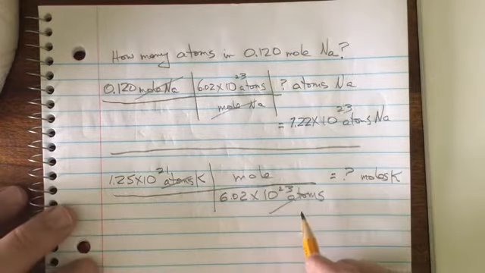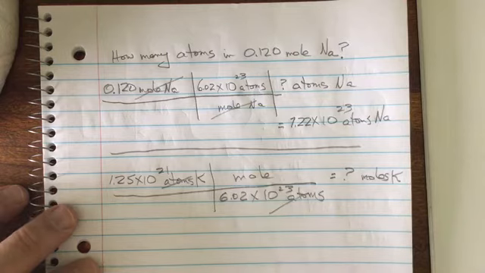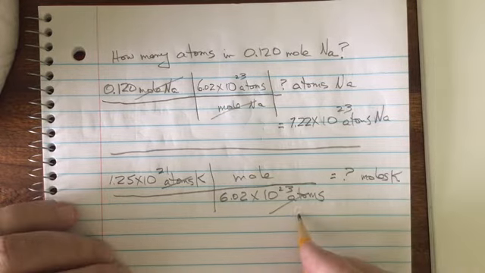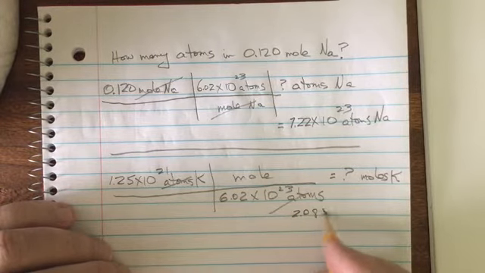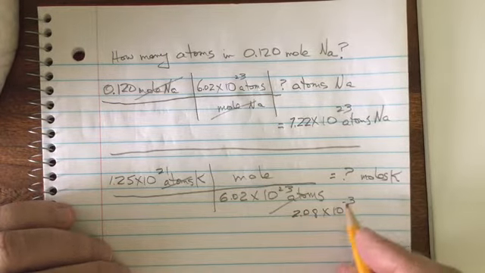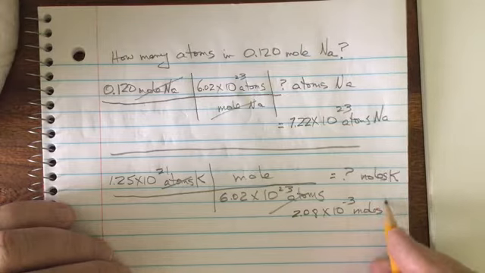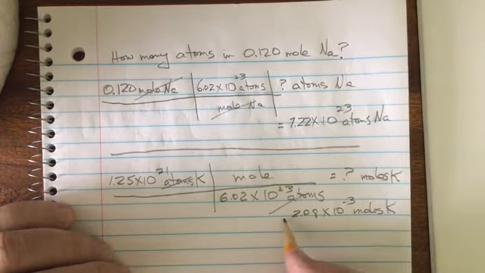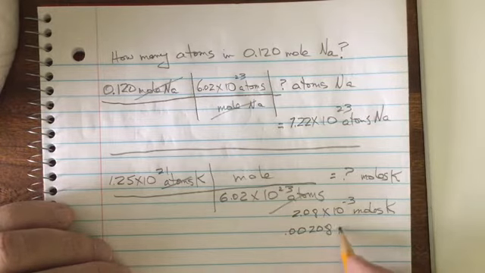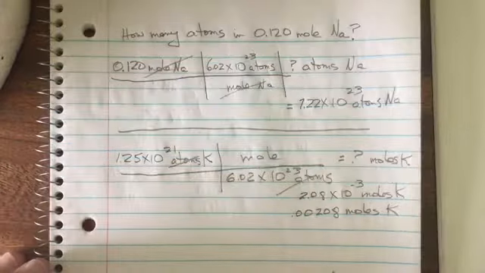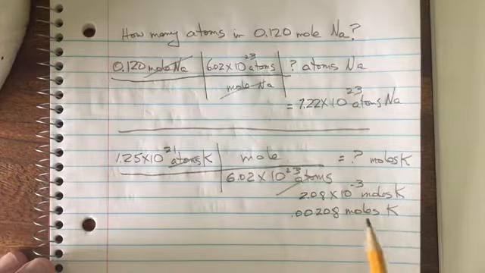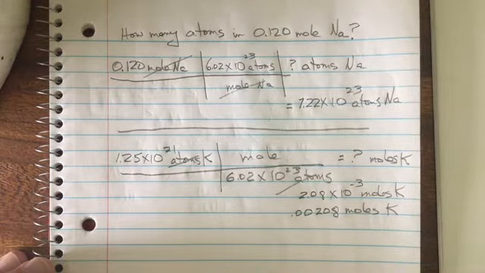And if you want to try this out, the answer becomes 2.08 times 10 to the minus 3 moles of potassium. Before we move on to the next type of calculation, I will make a mathematical correction.